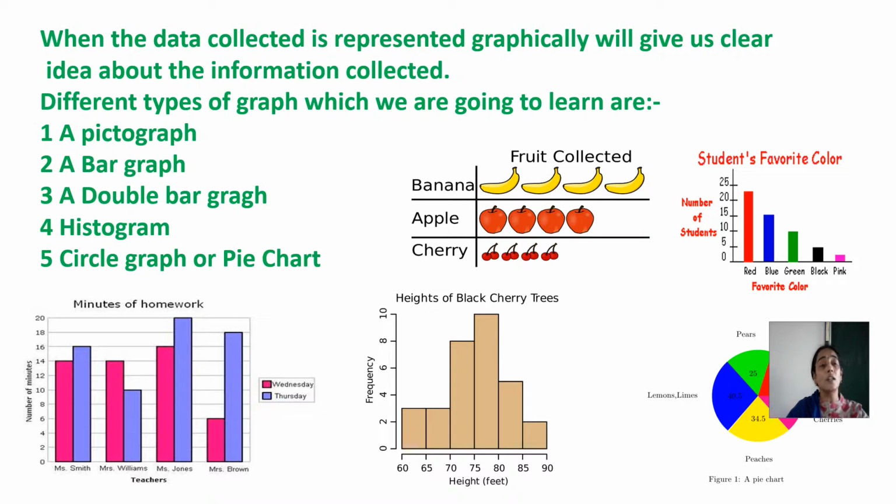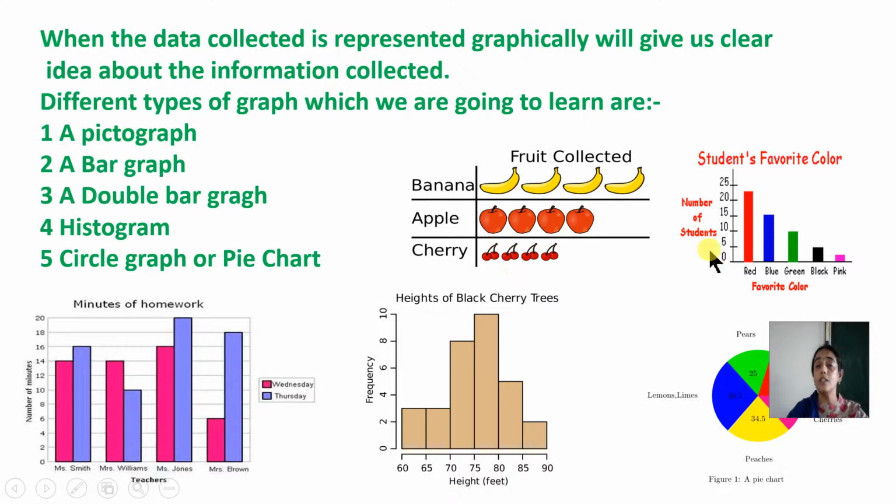Now, there are different types of graphs which we are going to learn. A pictograph, a bar graph, a double bar graph, histogram, circle graph or a pie chart. Now, histogram and circle graph and pie chart are new to you, but you have got some idea about a pictograph, a bar graph or a double bar graph. Now just look at the pictures. This type is a pictograph. It is represented through pictures, so we call it a pictograph.